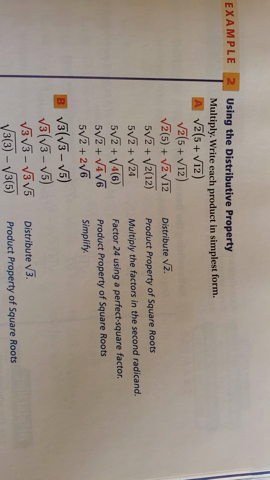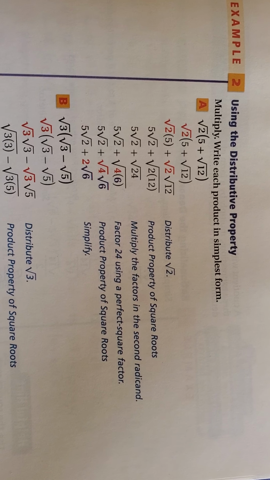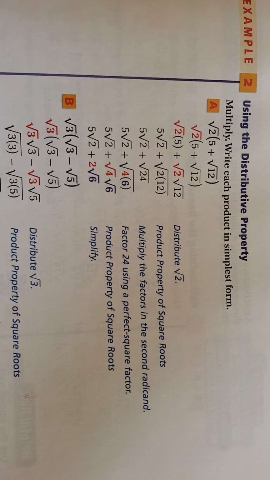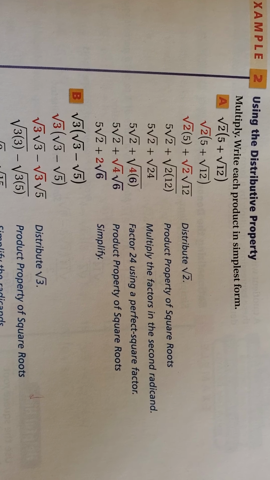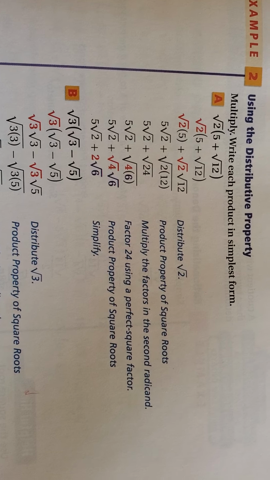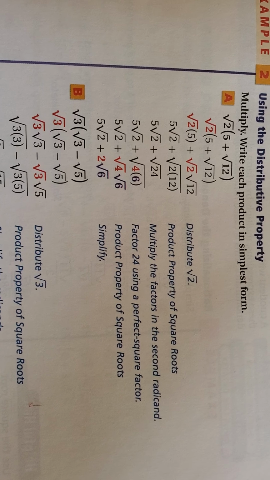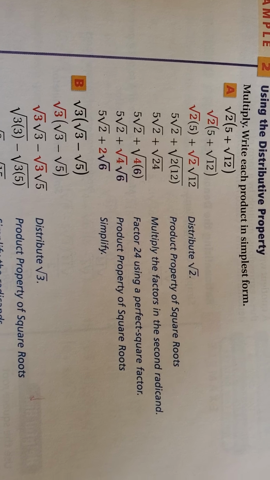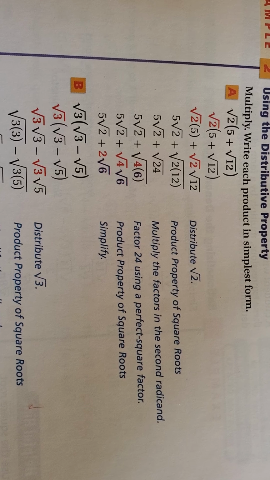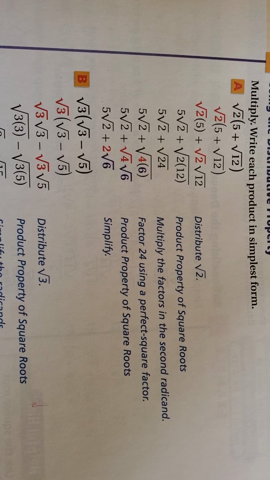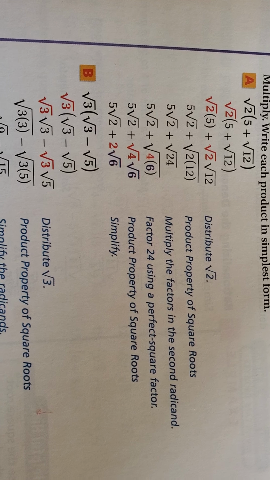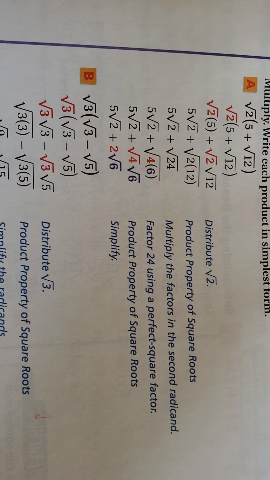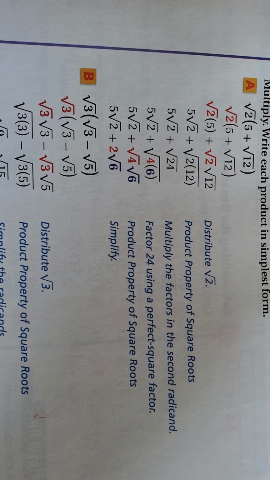Let's move on to the top of page 841, example 2. So here you've got, take a look, the square root of 2 and then parentheses 5 plus root 12. We are going to have to distribute as the book says. So you can see the distributing that happens. We get the square root of 2 times 5 plus the square root of 2 times the square root of 12. Well, the square root of 2 times 5, you can see it's 5 root 2. You can't do anything with that.